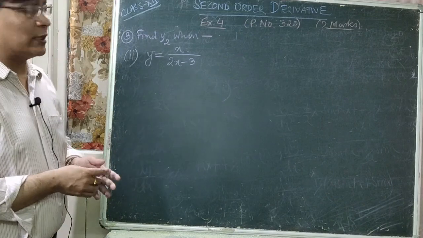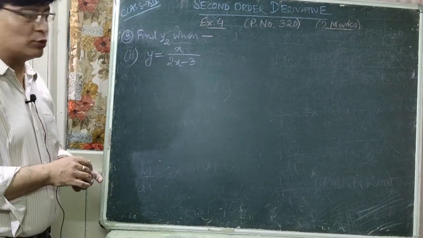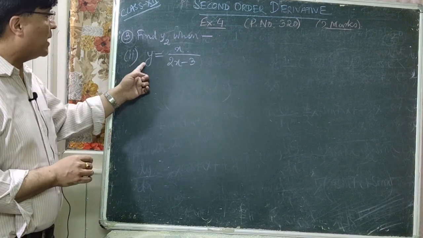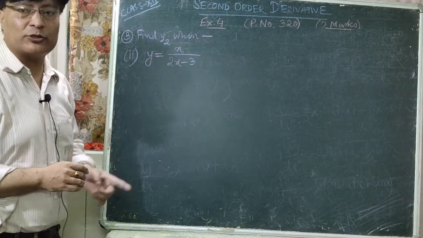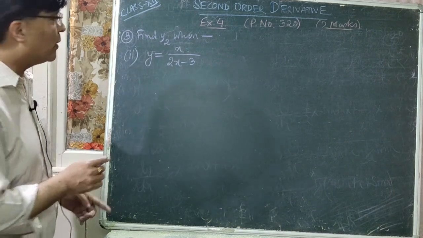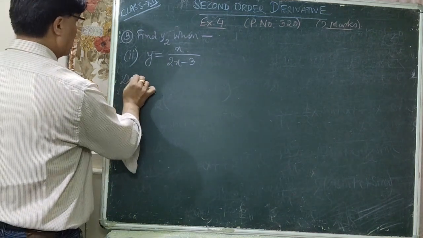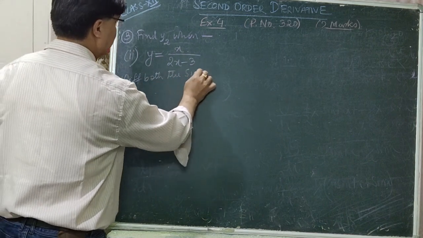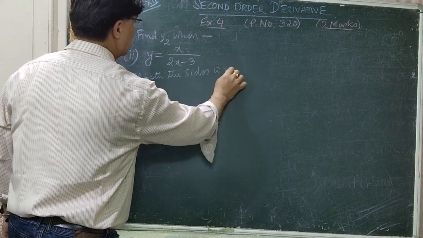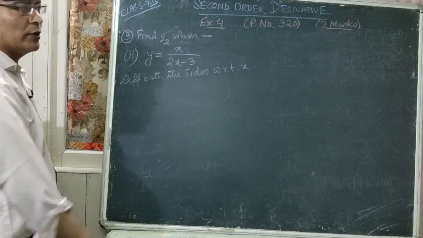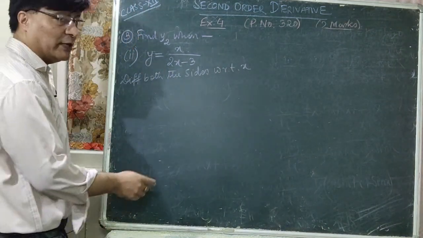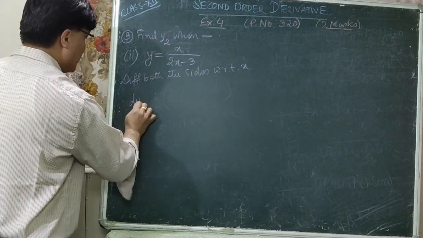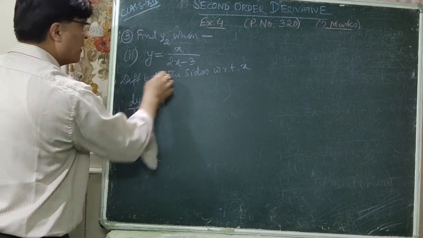Now we'll do the next question, that is question number 3, number 2. Find y2, that is you have to find out d2y by dx square when y is equal to x upon 2x minus 3. So let us first find out dy by dx. So differentiating both the sides with respect to x. So here you have to use u by v rule because both are variables here, right?